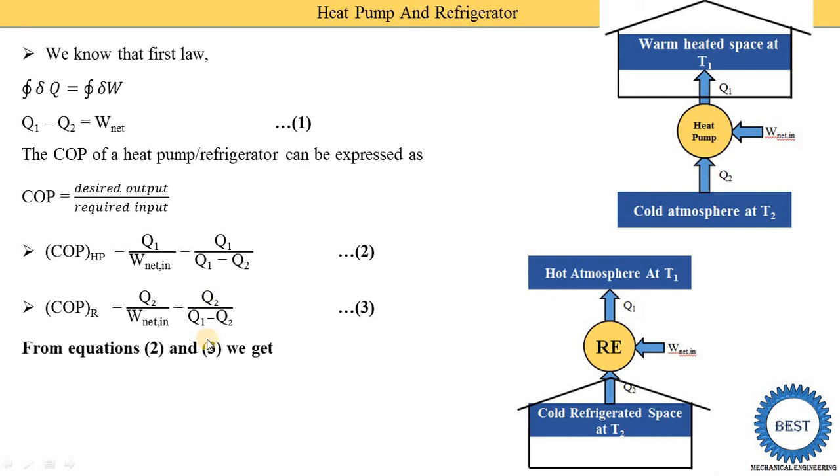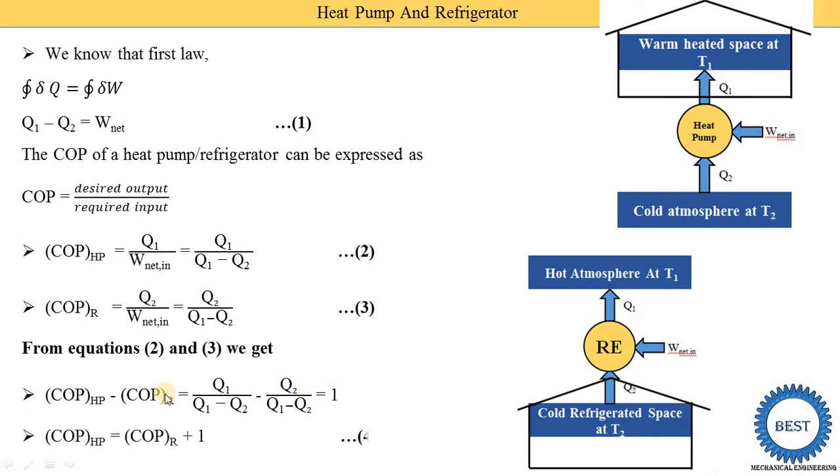Now we make a relation between the COP of heat pump and the COP of refrigerator from equations 2 and 3. COP of heat pump minus COP of refrigerator. Putting in the equations, COP of heat pump is Q1 upon Q1 minus Q2, minus COP of refrigerator, which is Q2 upon Q1 minus Q2. When we solve this we get the answer 1. On the bottom we take the common Q1 minus Q2, and the upper side Q1 minus Q2 cancels it, so we get 1.